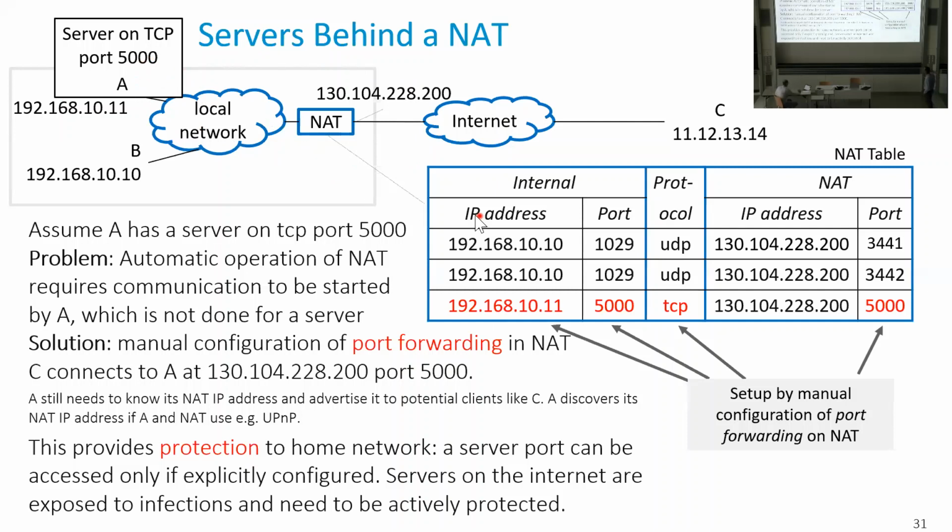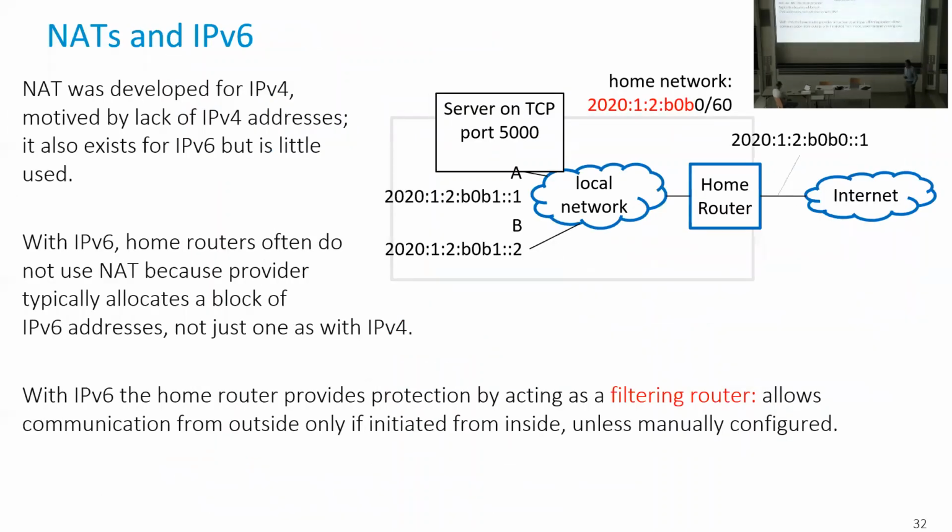So the NAT protects your machine because it allows operation only once it is started from this side. So the NAT has two functions. First, it allows to reuse one address more than once, but also it provides a protection function for servers. Everything I said was for IPv4.